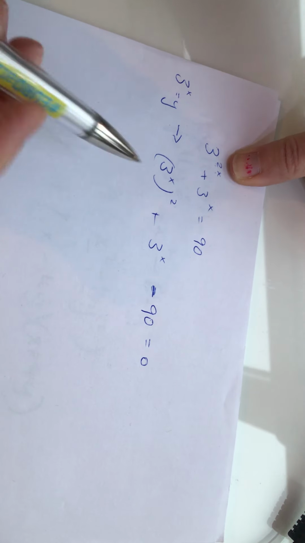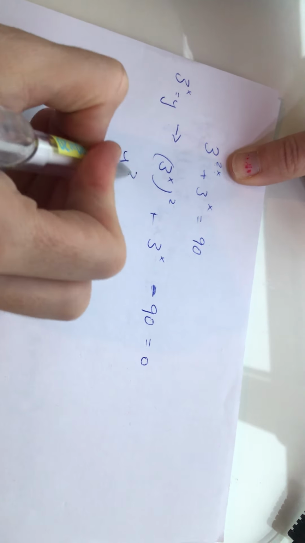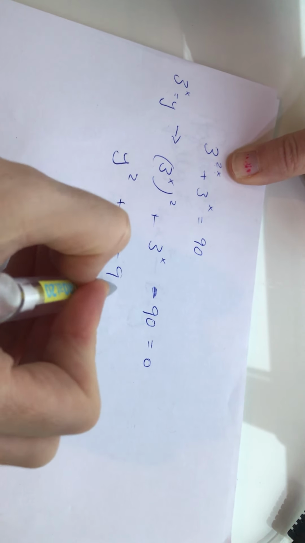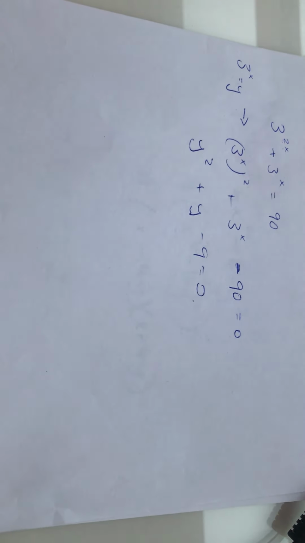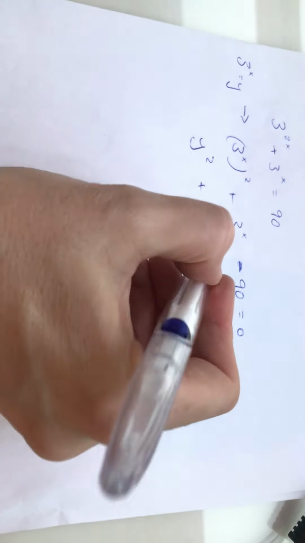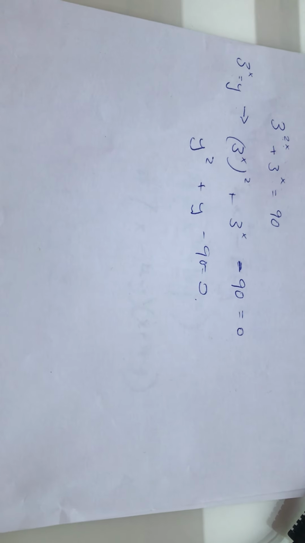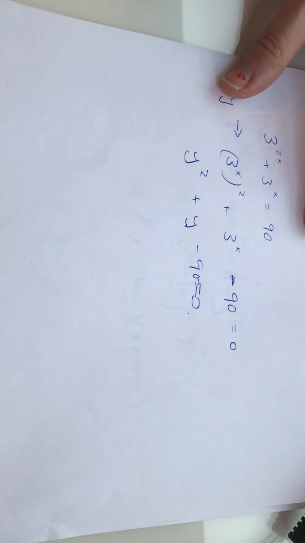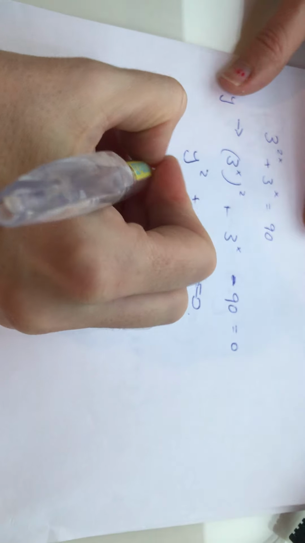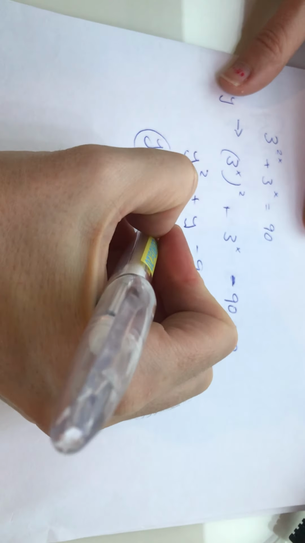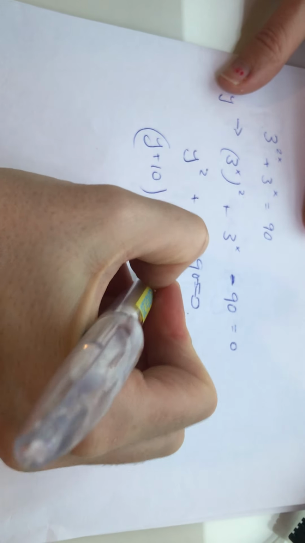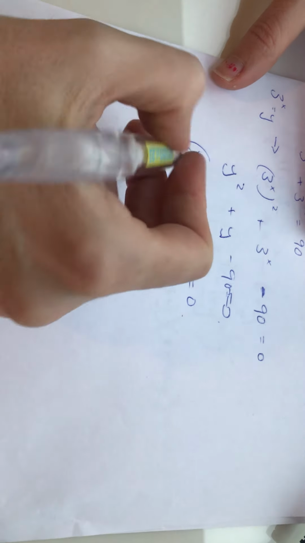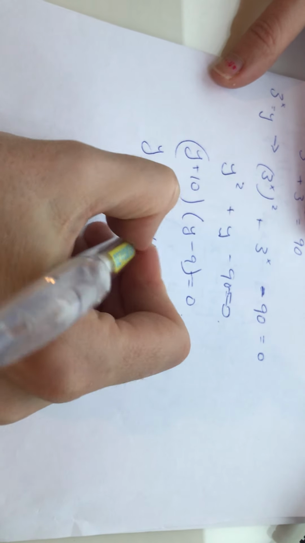And now I end up with y squared plus y minus 90 equals 0. That's a quadratic. It's a trinomial, the most common way to continue or finish a question. See if you can factorize that, whether you take it to the side or whatever you do. You'd end up with y plus 10 as one factor and y minus 9 as the other. And we know that y is minus 10 and y is equal to 9.